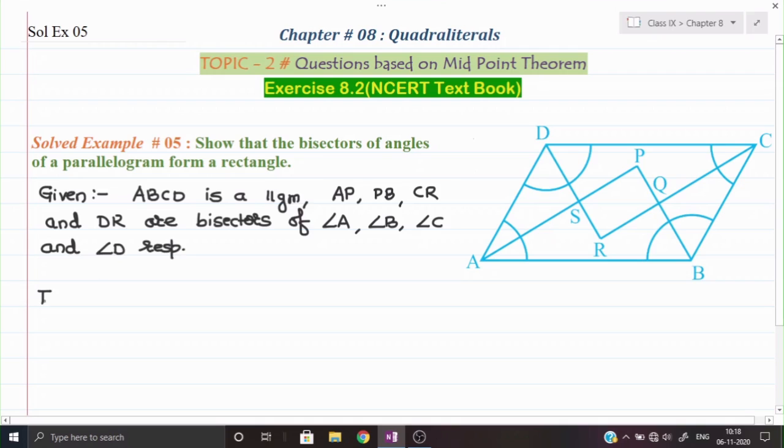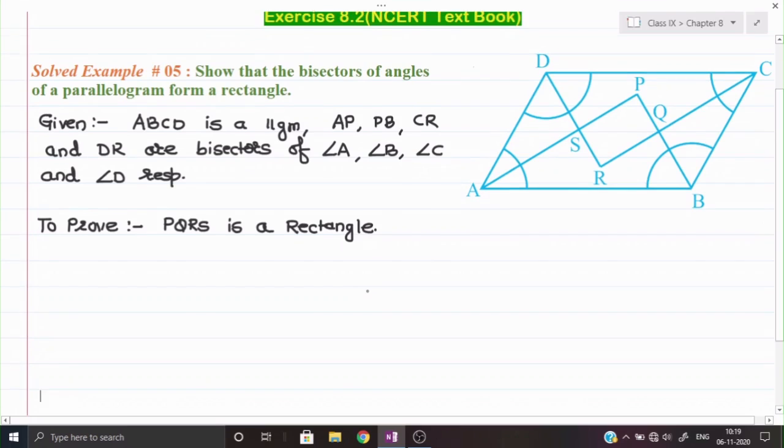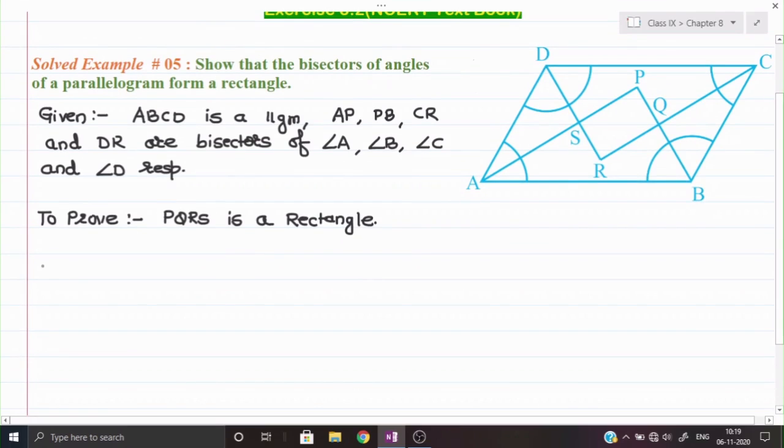Now what we need to show here? We need to prove PQRS is a rectangle. So PQRS is a rectangle, that we need to prove over here. Now let us see how we can prove it. First we shall mention in the proof.